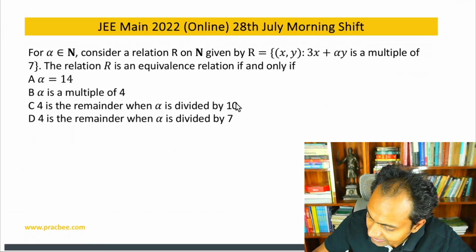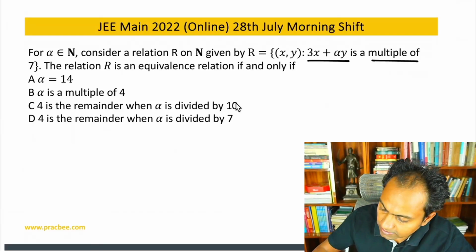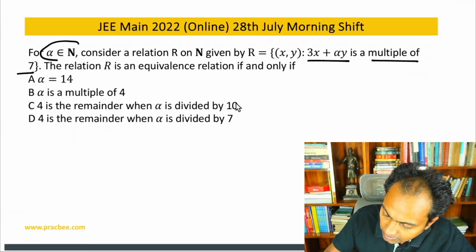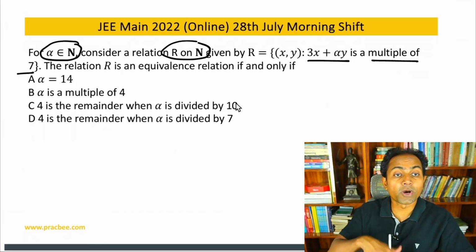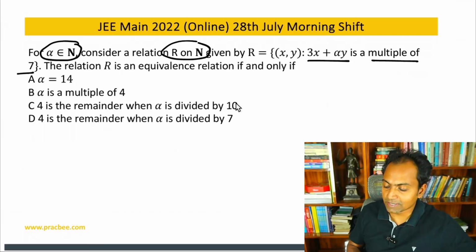Now if I look into this 2022 question, it is an interesting question. The question says that the relation is given as 3x plus alpha y is a multiple of 7. They have given that alpha is a natural number. Also the relation is defined on natural numbers. This is given to us. They are asking for what value of alpha this will become an equivalence relation.